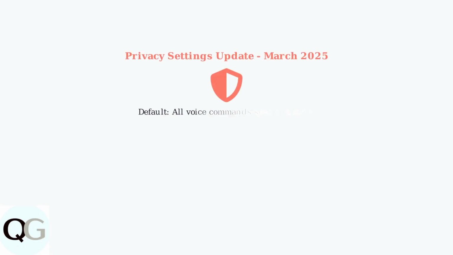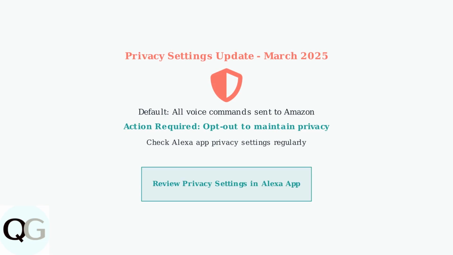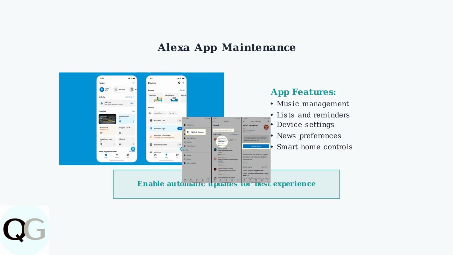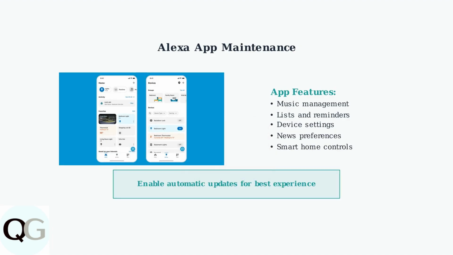Important privacy update. Starting in March 2025, Amazon may send all voice commands to Amazon by default unless users opt out. This change affects how your voice data is handled. Keep your Alexa app updated to effectively manage music, lists, settings, and news. Regular updates ensure optimal performance and access to new features.